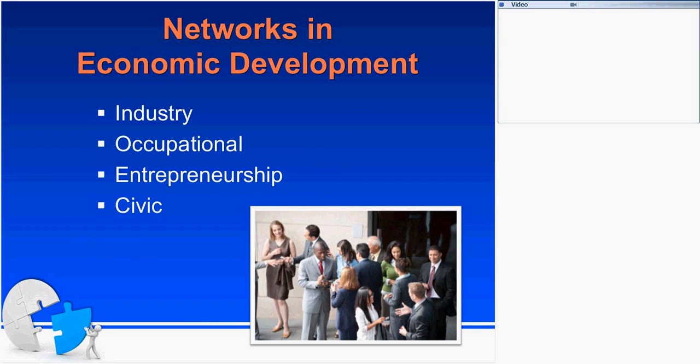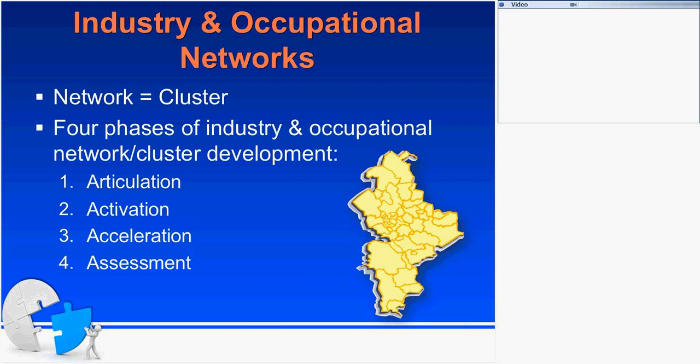So we understand the basics of networks. The next section of this module explores the four different types of networks that sometimes can play a role in economic development strategies. And these networks include industry networks, occupational networks, entrepreneurship networks, and civic networks. And some of these are going to be familiar to you from other modules. So when it comes to an industry or an occupational network, you might be more familiar with them as industry networks and industry clusters and occupational clusters.